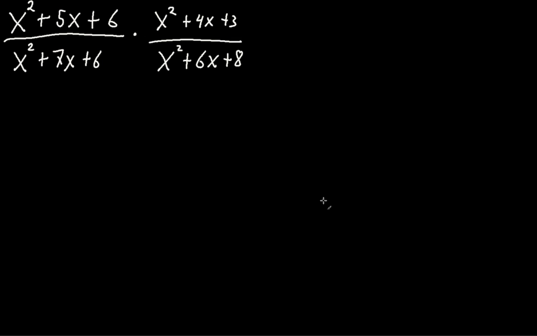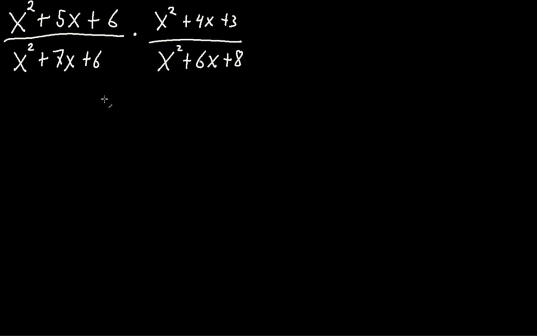In this video, I'm going to continue talking about multiplying and dividing rational expressions. For these examples, a lot of it's going to have to do with factoring and simplifying, as we've seen before. So for this example, I have x squared plus 5x plus 6 over x squared plus 7x plus 6 times x squared plus 4x plus 3 over x squared plus 6x plus 8.